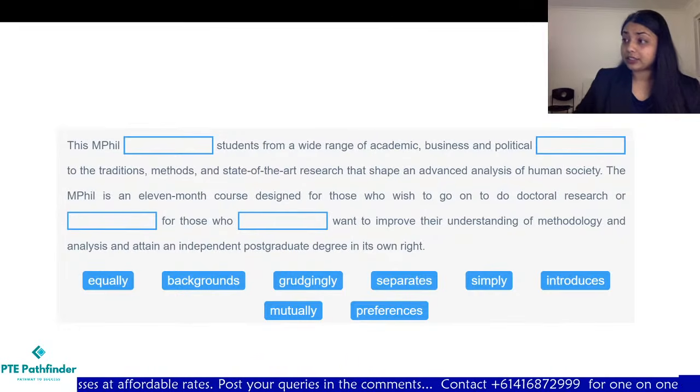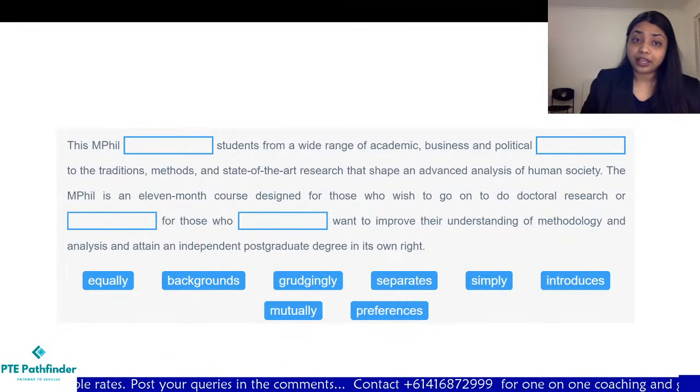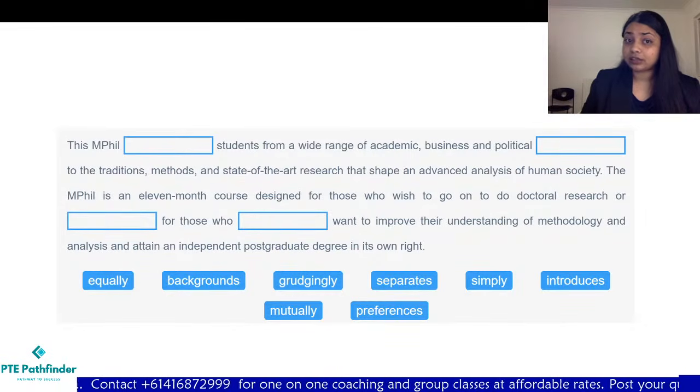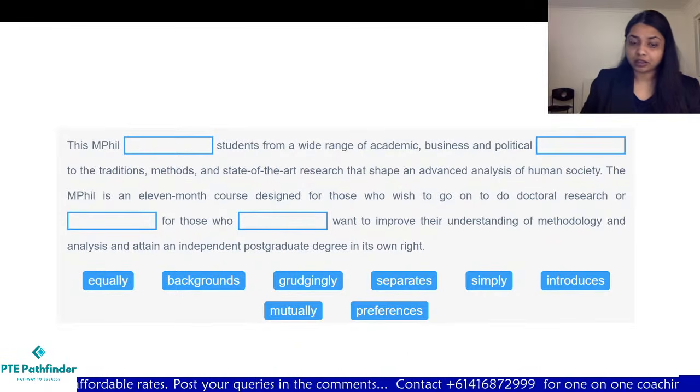Properly, because this is something that is going to help you in getting those reading section scores. So if you're lacking in reading section, this is a good idea to practice. And we're going to talk about several different ways in which you can solve fill in the blanks in a very easy manner if you remember the rules.